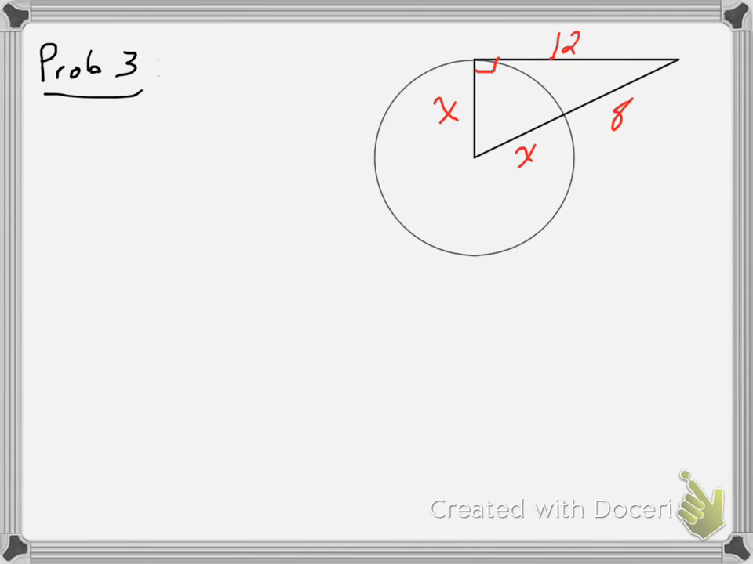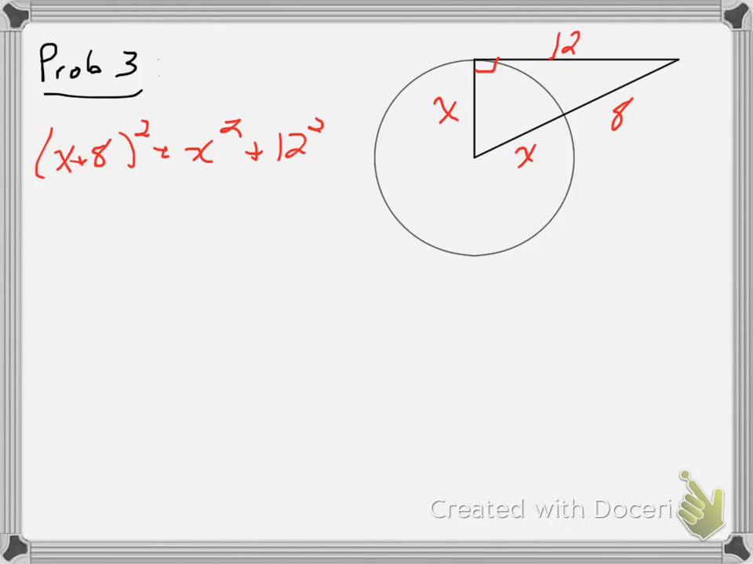Here you're trying to solve for the radius. They're giving you a tangent line, another line here. This is radius. So again, this is a right triangle because it's a tangent line up top. So our hypotenuse, which the whole hypotenuse is x plus 8, that squared equals x squared plus 12 squared.